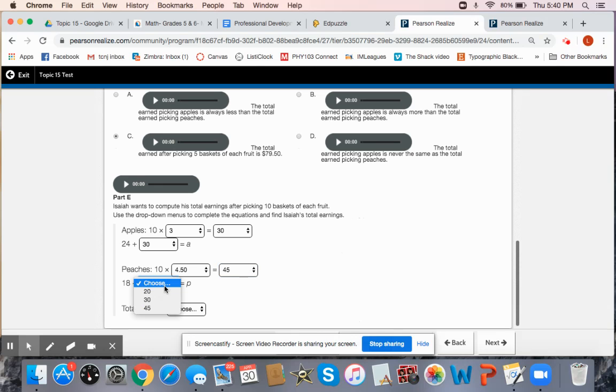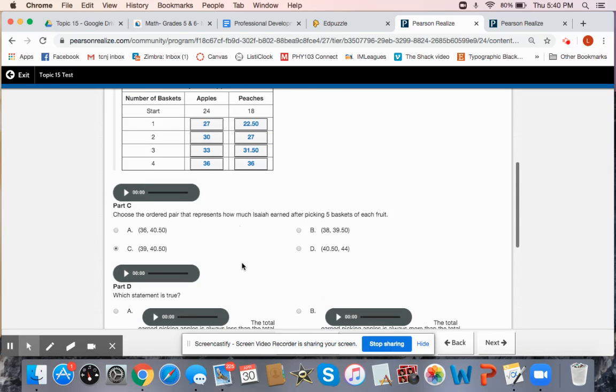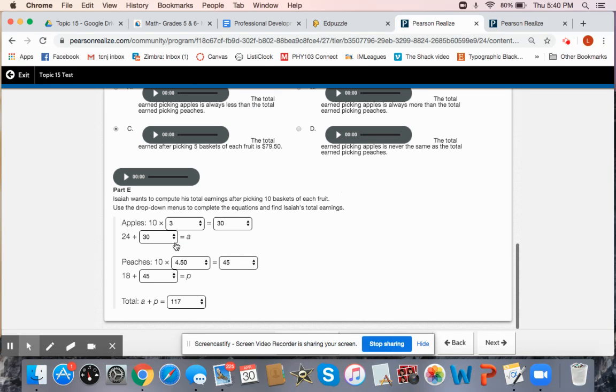So 18 plus 45. And then we solve what A, 24 plus 30 is 54. 18 plus 45 is 63 for P. So 54 plus 63 is 117. And yes, you would get it if you continued the pattern, but this is just doing some multiplication instead to solve that answer. All right.